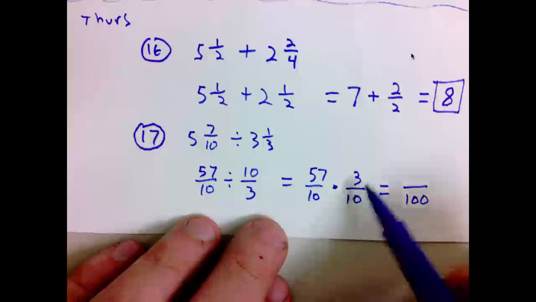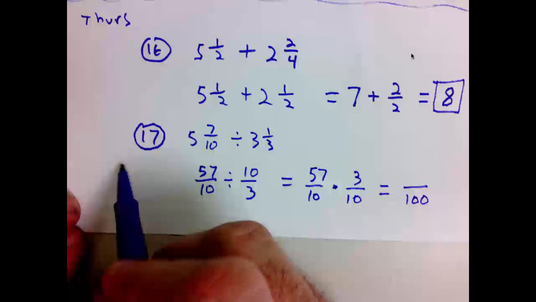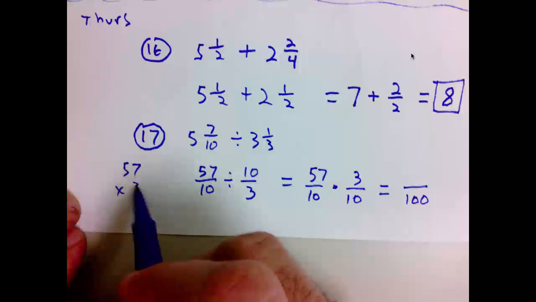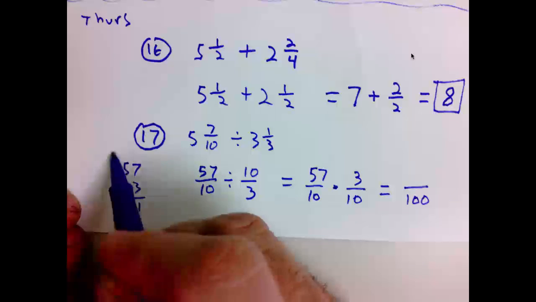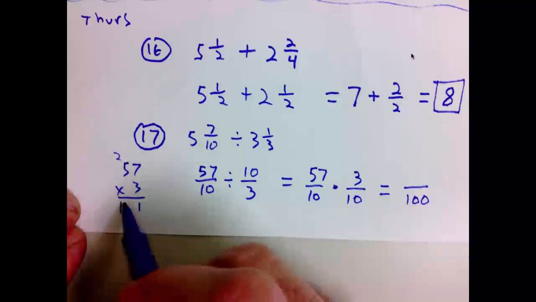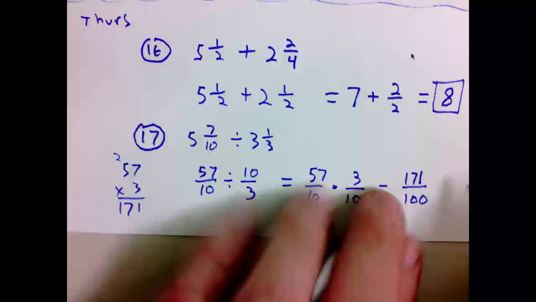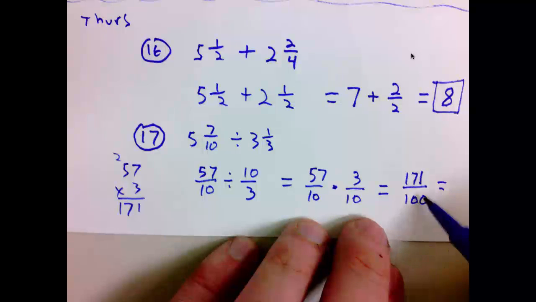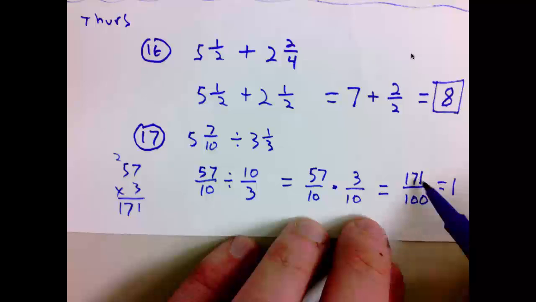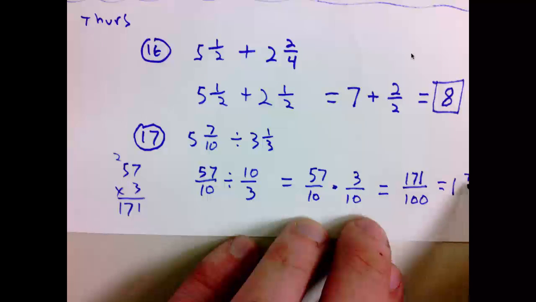Now 57 times 3. Coming over to my scratch paper, 57 times 3. 7 times 3, 21. Carry the 2. 15 and 2 is 17. We have 171. Now I can reduce this. 100 goes into 171 one time with 71 left over. Place that over the divisor.